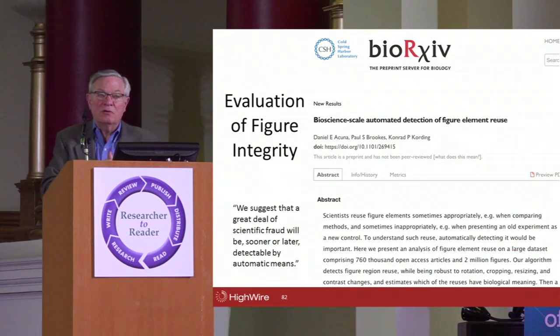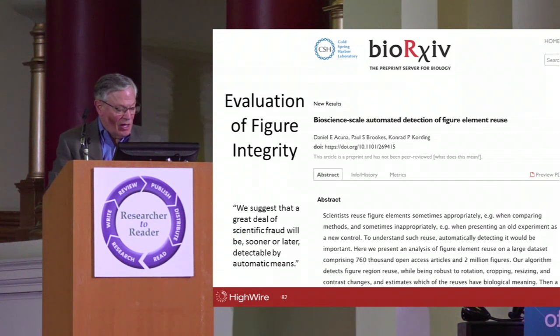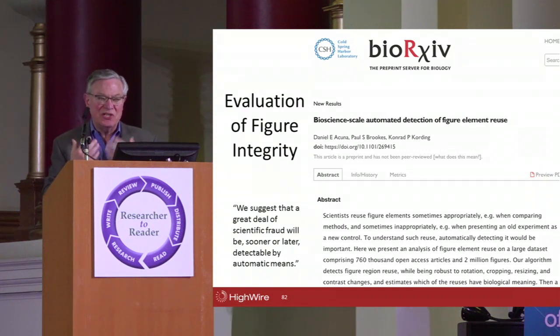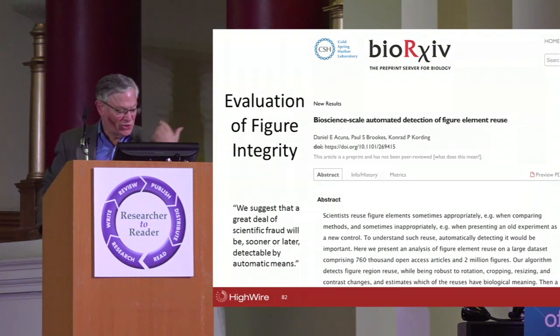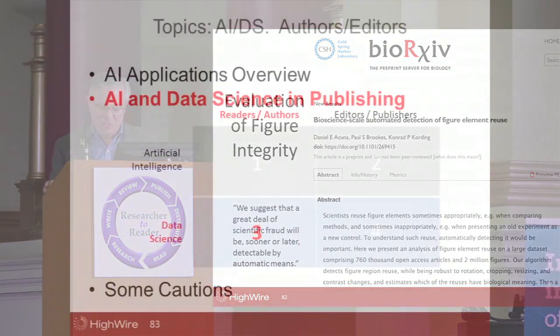Another part where we see enormous amounts of time and money at certain journals going into editorial integrity is image evaluation. And it looks like there is promise that this kind of expertise and intensive task could be automated. This paper, showing a method to detect one aspect of figure integrity problems, was just posted in bioRxiv last week.